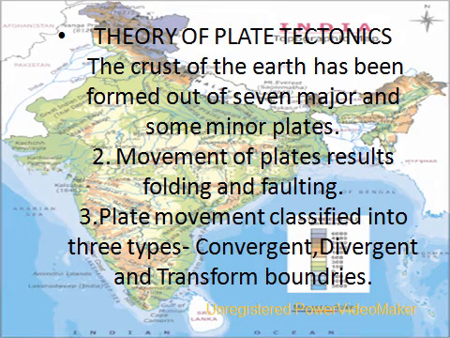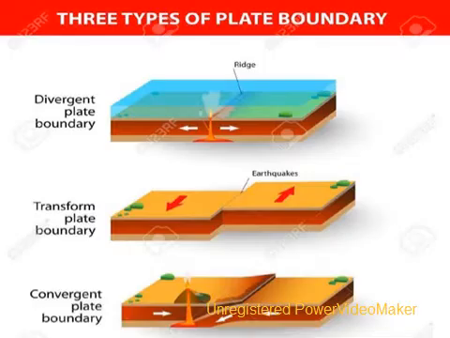All physical features of the earth are the result of plate movement. So what are these plates? The crust of the earth has been formed out of 7 major and some minor plates. Movement of these plates results in folding and faulting. Plate movement is classified into 3 types: convergent, divergent and transform boundaries.